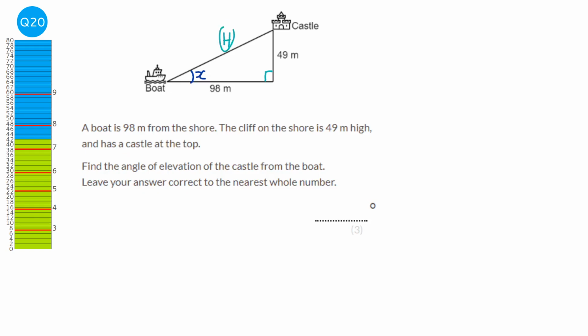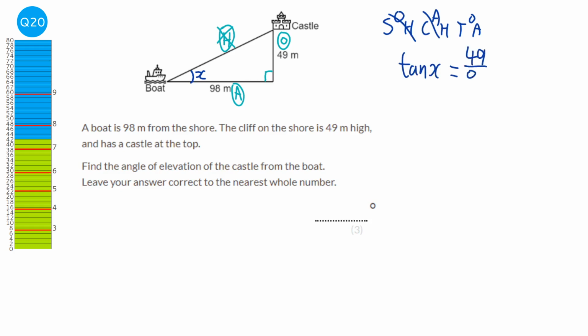So we're just going to label this up. So we've got the opposite here, adjacent to here. We don't need the hypotenuse at all, so get rid of that. Let's just put our SOHCAHTOA in. So we've crossed out the hypotenuse, so it won't be sine or cos, it will be tan. So it would be tan x is equal to the opposite, which is 49 over 98. Get our lines in. And we're going to do the inverse tan of both sides.